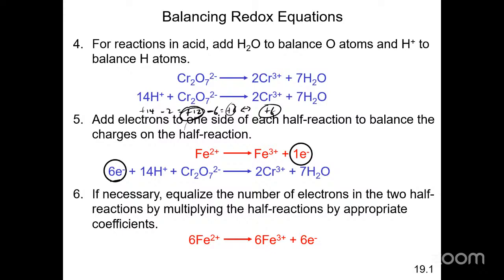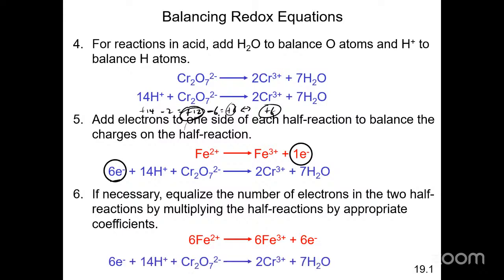So remember, when you get to this stage, the next step would be to ensure that the number of electrons lost or gained would be the same. And you may need to multiply one equation, as in this case, by a certain integer, or in some cases, you need to multiply both equations by different numbers to achieve that equalization of the number of electrons, all right? Okay, so that's step number 6.